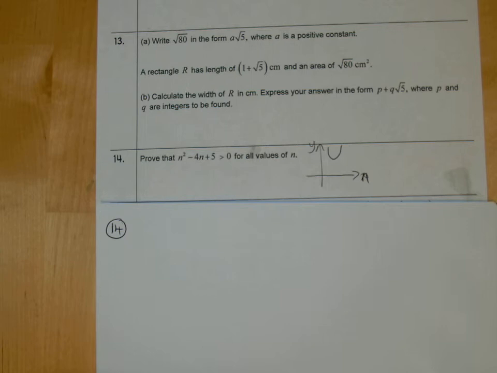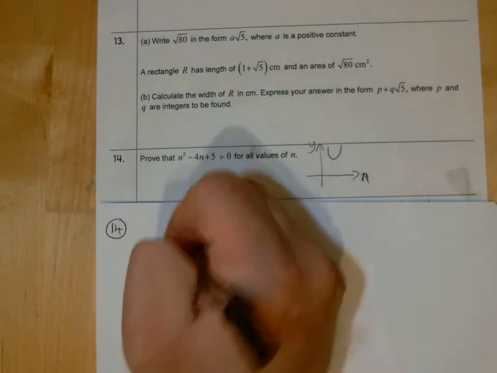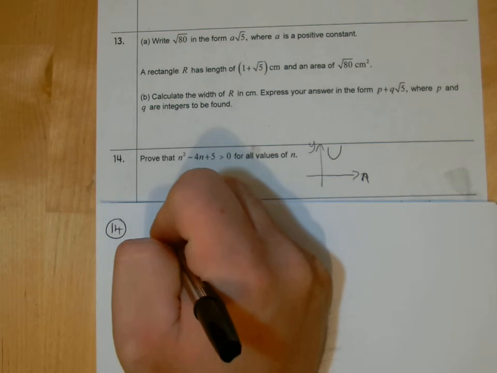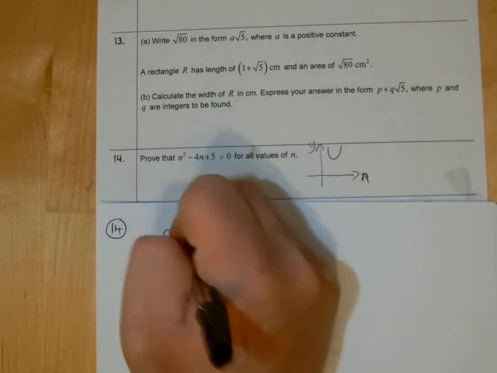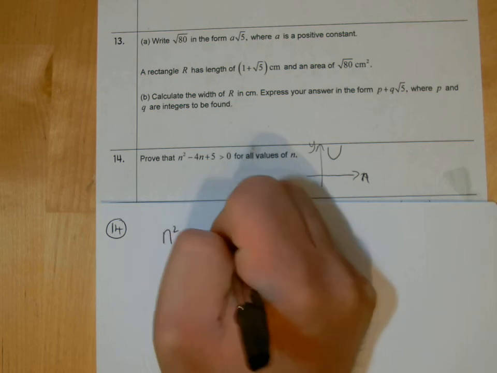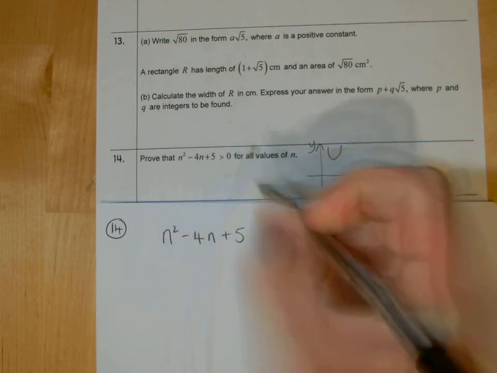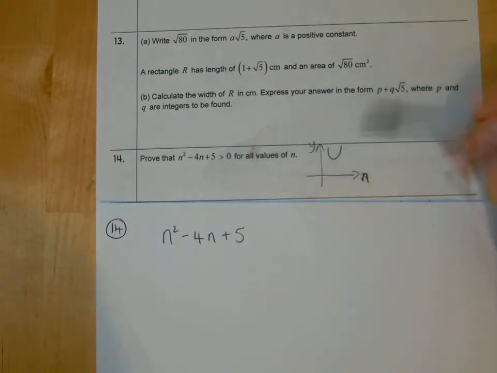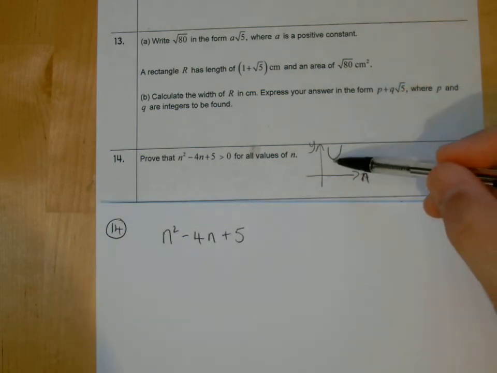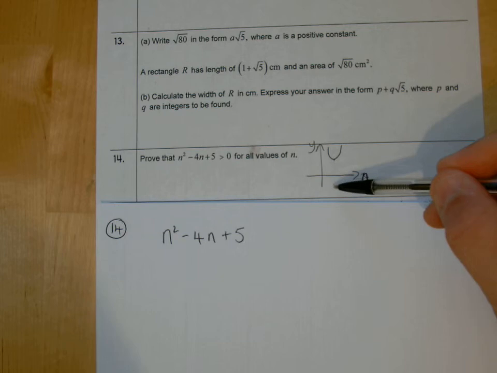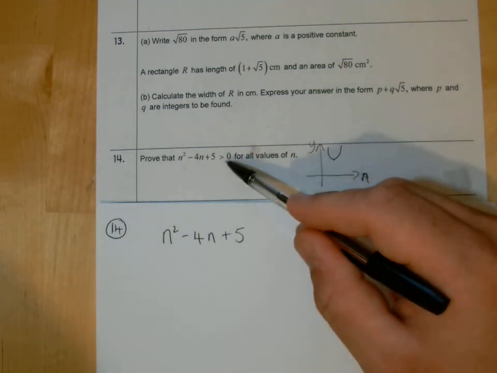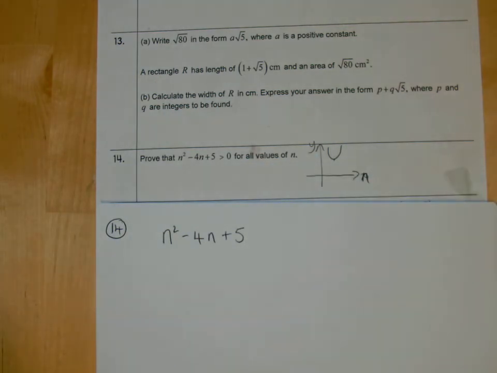Now, in order to prove that it's always positive, we can complete the square, because the good thing about completing the square is you can find what the minimum value is. In this case, there is going to be a minimum because it's a U shape. So if we can find the minimum, and the minimum is positive, then every other value is going to be greater, so that's positive. If the minimum is negative, then of course this can't be true. So let's complete the square.